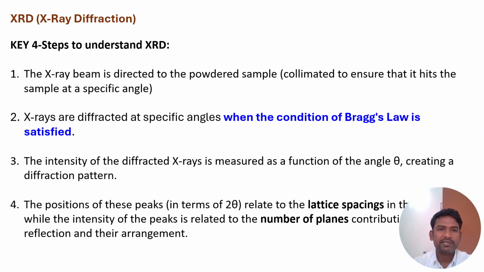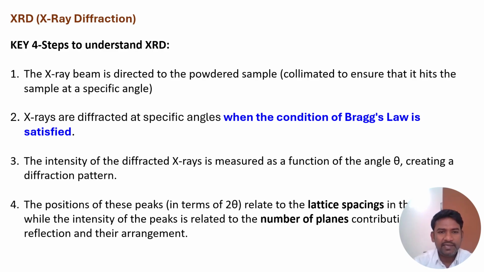Now I would like to introduce 4 key steps to understand the working function of XRD. The first step is the X-ray beam is directed to the powdered sample, where it is collimated to ensure that it hits the sample at a specific angle. So the X-ray beam diffraction analysis is the first step.